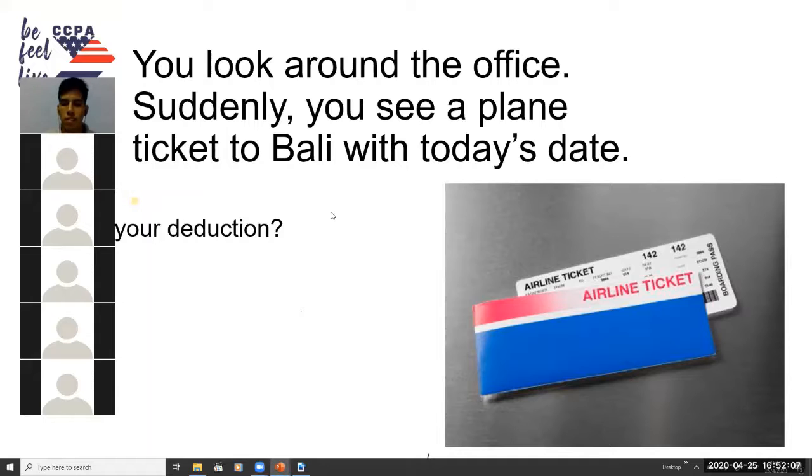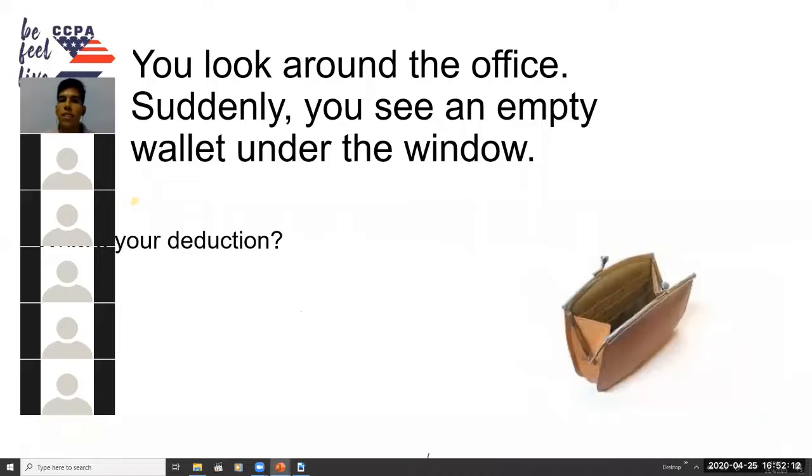Ready for another clue? Remember, you are the detective. You have to know what happened to Anna. You look around the office, suddenly you see an empty wallet under the window. What's your deduction? Remember, they are all clues of the murder.